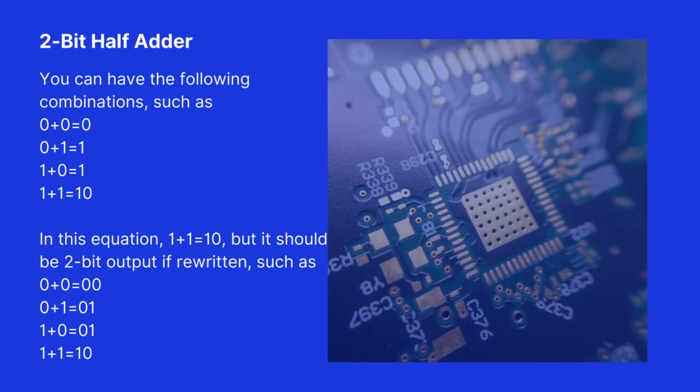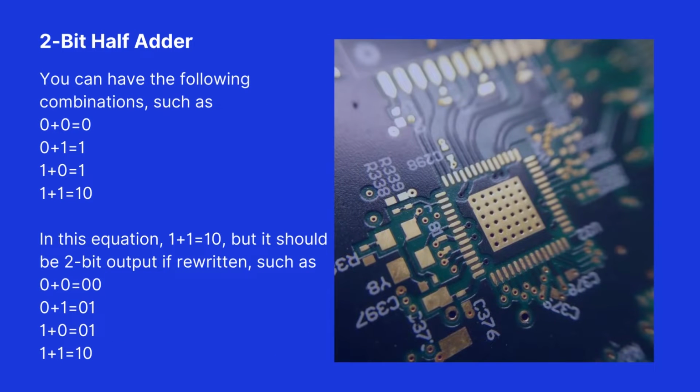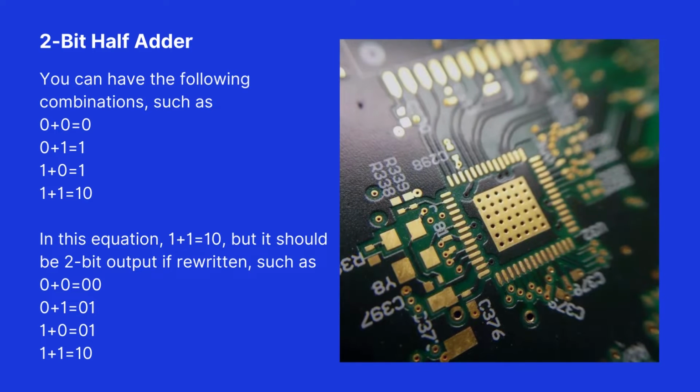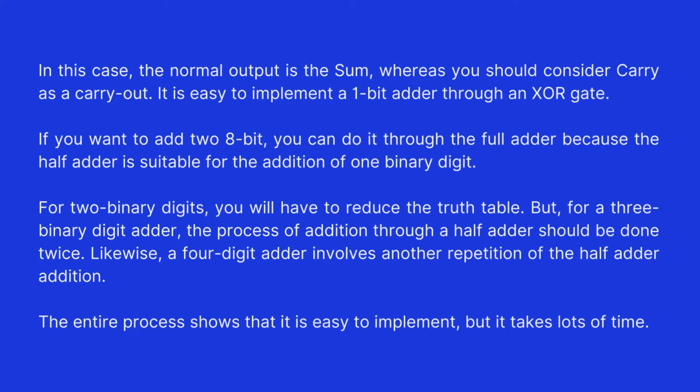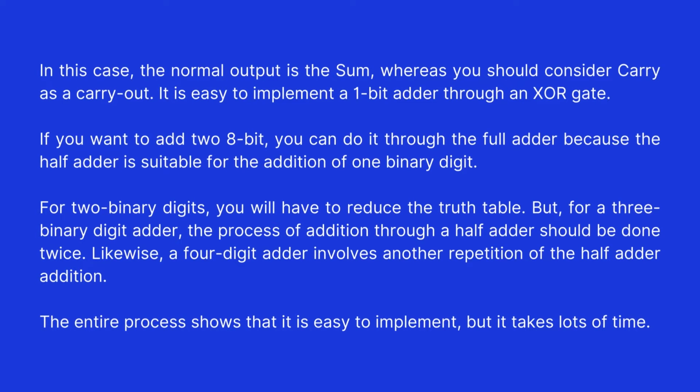2-bit half-adder. You can have the following combinations: 0 plus 0 equals 0, 0 plus 1 equals 1, 1 plus 0 equals 1, 1 plus 1 equals 10. In this equation, 1 plus 1 equals 10, but it should be a 2-bit output if rewritten: 0 plus 0 equals 00, 0 plus 1 equals 01, 1 plus 0 equals 01, 1 plus 1 equals 10. In this case, the normal output is the sum, whereas you should consider carry as a carry-out.